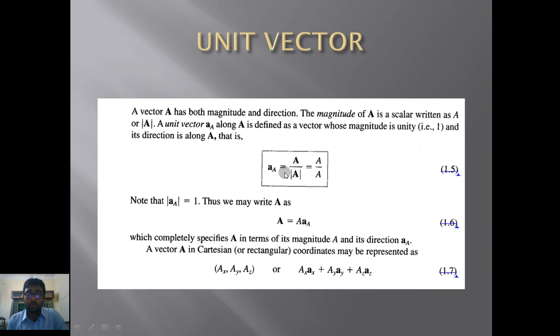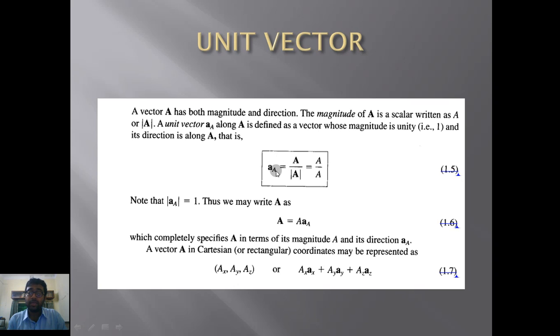Suppose there is a value 10. If I divide that 10 by 10, what will we get? We will get 1. Now if the 10 has a direction over its head, that is not going to be divided. If we divide by only the magnitude value, we will get 1 with a direction, and this unit vector is nothing but that. A unit vector is a vector in the same direction as this vector.